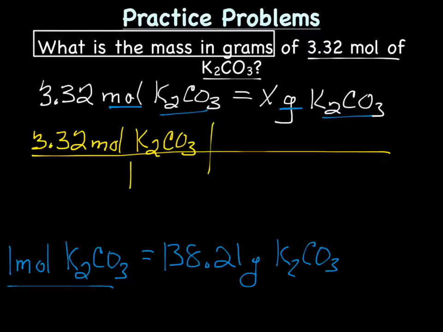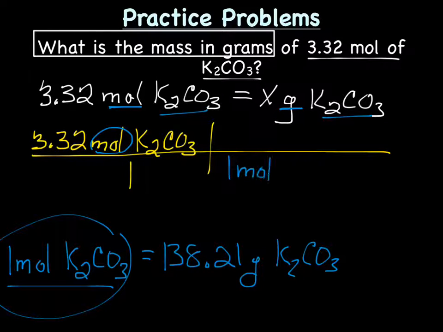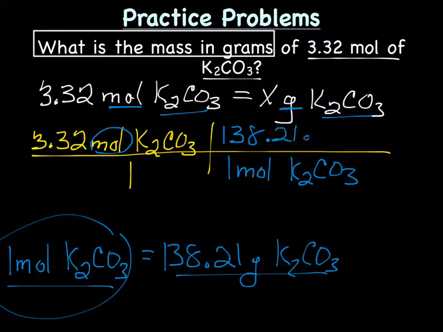All right, so next step, step 4, is to put our equality into the grid, setting it up so that our units cancel out. So let's see, we have at the top mole, which means we need to have mole at the bottom. So we're going to use this guy here. 1 mole K2CO3 will go on the bottom. So what's left over is the mass, which we'll put on the top of our grid. 138.21 grams K2CO3.